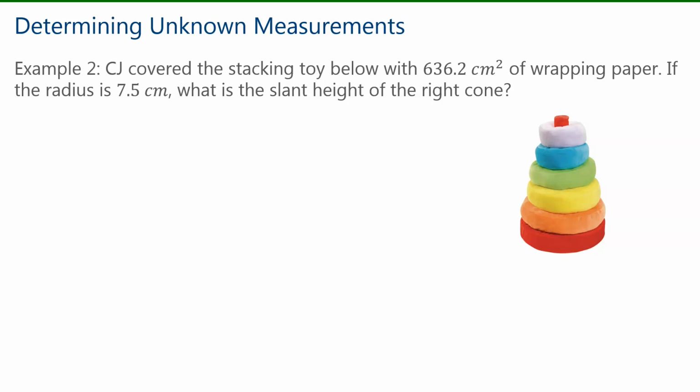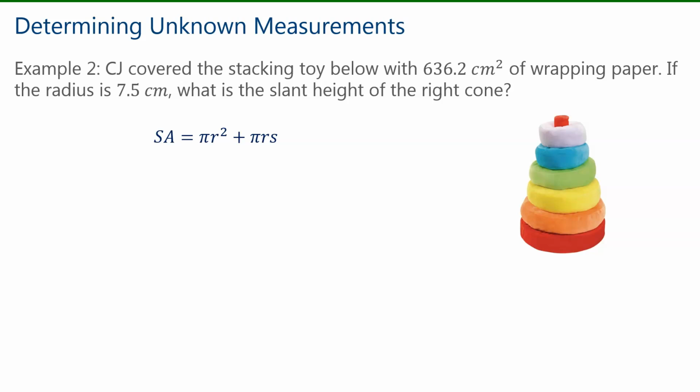Now for example 2. CJ covered the stacking toy below with 636.2 square centimeters of wrapping paper. If the radius is 7.5 centimeters, what is the slant height of the right cone? So let's remember what the formula for surface area of a cone is. That is pi r squared plus pi r s.